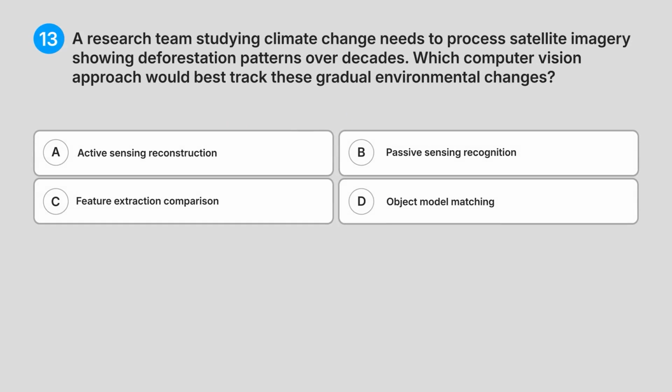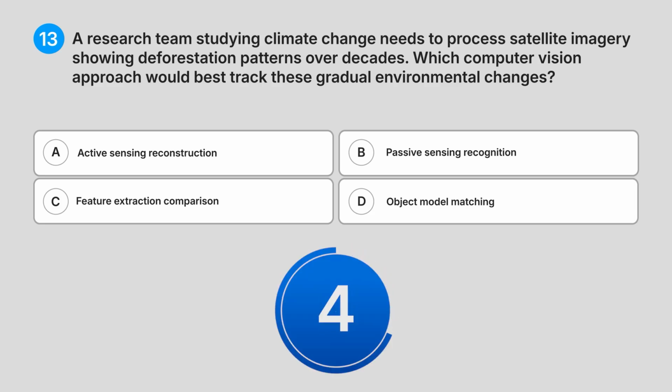13. A research team studying climate change needs to process satellite imagery showing deforestation patterns over decades. Which computer vision approach would best track these gradual environmental changes? A. Active sensing reconstruction. B. Passive sensing recognition. C. Feature extraction comparison. D. Object model matching. Can you guess the answer?